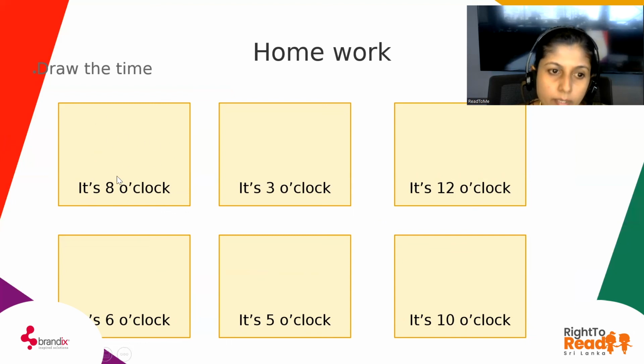You have to draw the clock according to the given time. 8 o'clock. When it is 8, the shorthand should be your number 8. And the longhand should be your number 12. Second one, it's 3 o'clock. Yes, it's 3 o'clock. I think now all of you can draw the correct time. It's 12 o'clock. 12. That means both hands are on number 12. It's 6 o'clock. It's 5 o'clock. It's 10 o'clock. Okay, children, try to do this activity leisurely at home.